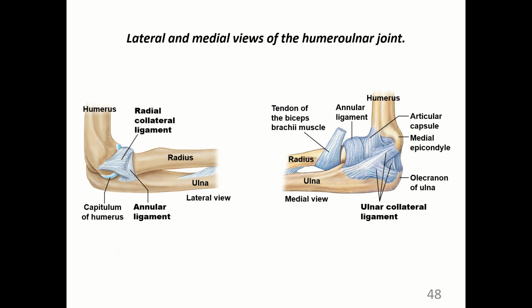Here we see the extrinsic ligaments in the elbow, binding it together. So recall there's two joints in this region. The one between the ulna and the humerus is the elbow joint that allows for the flexion and extension. The radius and the humerus do other things. They do the pronation and supination.